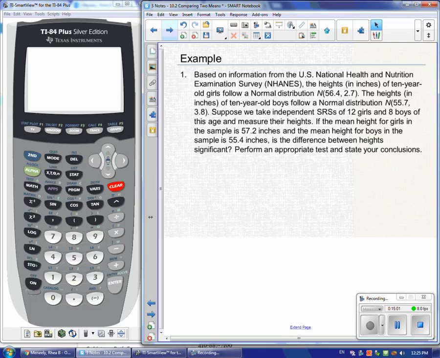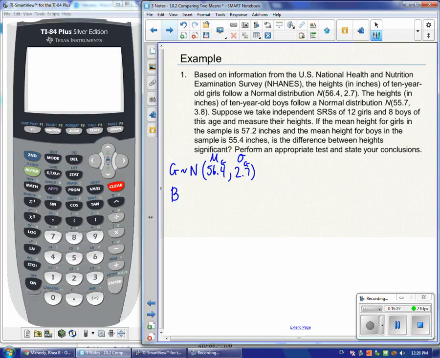I'm going to break this down in a couple of different ways. First, I want to talk about the sampling distributions. Let's jot down what we know about these distributions. For girls, I'm going to just use the letter G to represent girls. We are given they are distributed normally with a mean of 56.4 and a standard deviation of 2.7. This is my mu sub G and my sigma sub G.